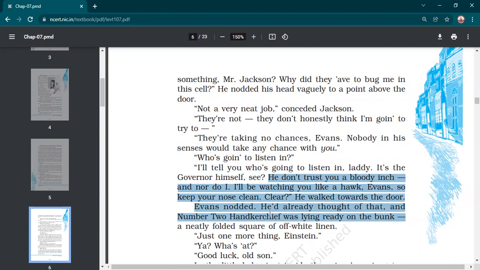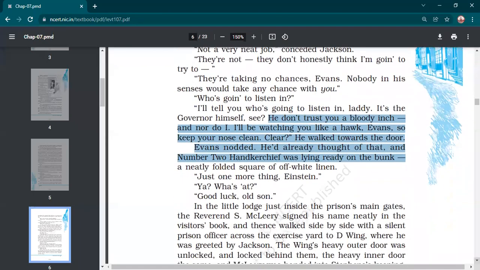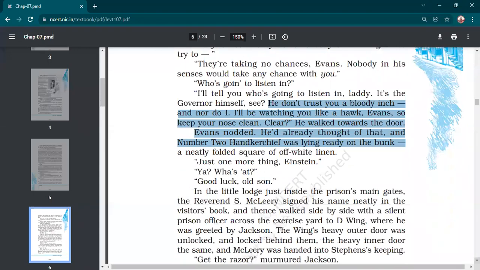Keep your nose clear. He walked towards the door. He nodded. He would already thought of that. Number 2 handkerchief was lying ready on the bunk, a neatly folded square of off-white linen. Just one more thing, Einstein. What's that? Good luck, old son. कहता चलो वो एक चीज रह गई तुझे good luck बोल देता हूँ.